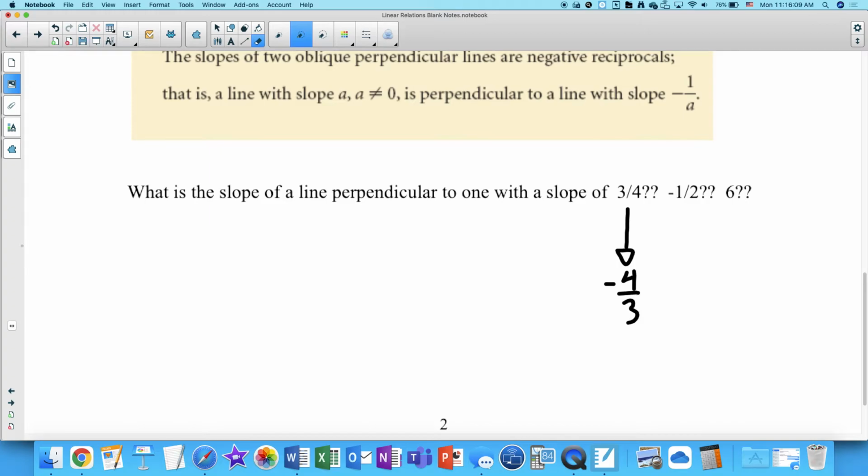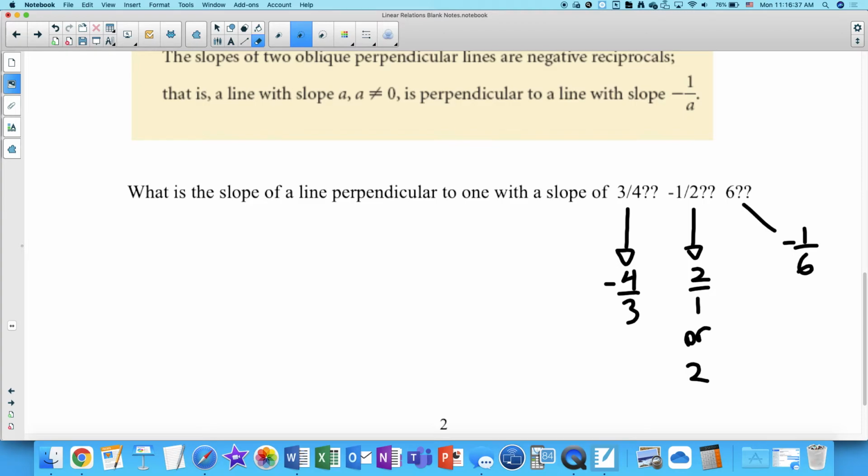What about if one slope was negative 1/2? What would the slope of the perpendicular line be? Yeah. 2 over 1, yeah. Or you could just write it as 2. Okay, and what if one line has a slope of 6? Yes. There you go, negative 1 over 6, right? Because 6 as a fraction is 6 over 1. So this guy would be negative 1 over 6.